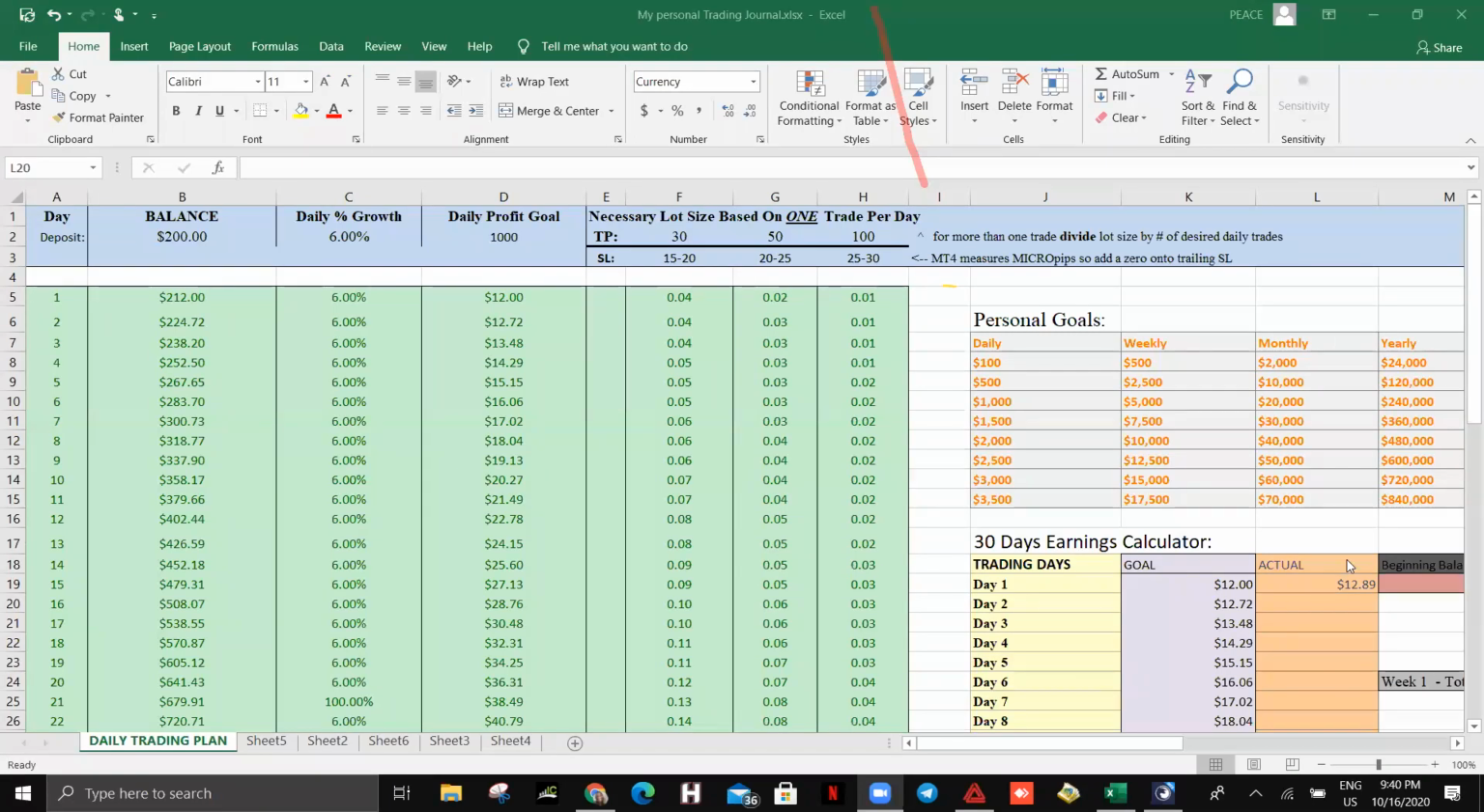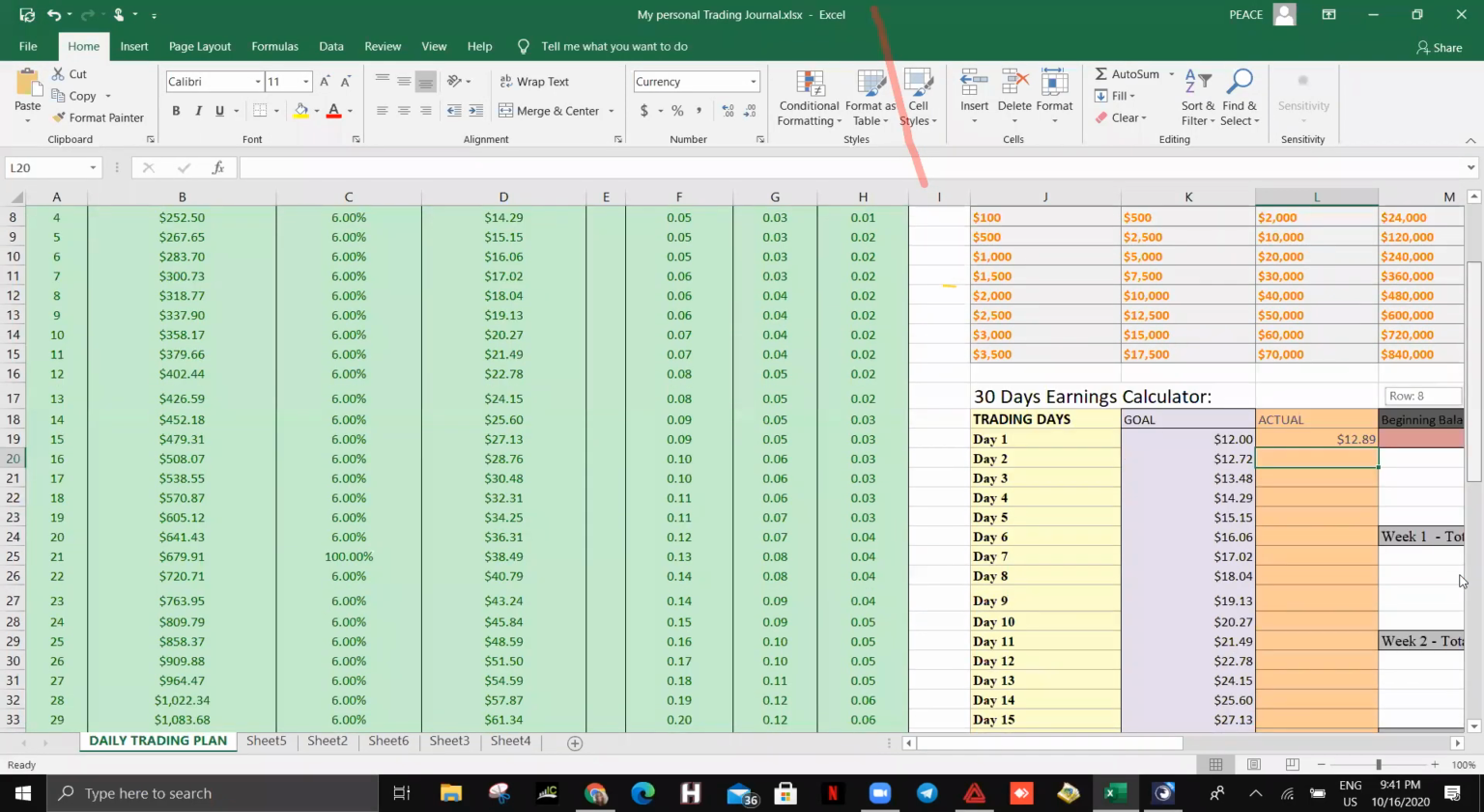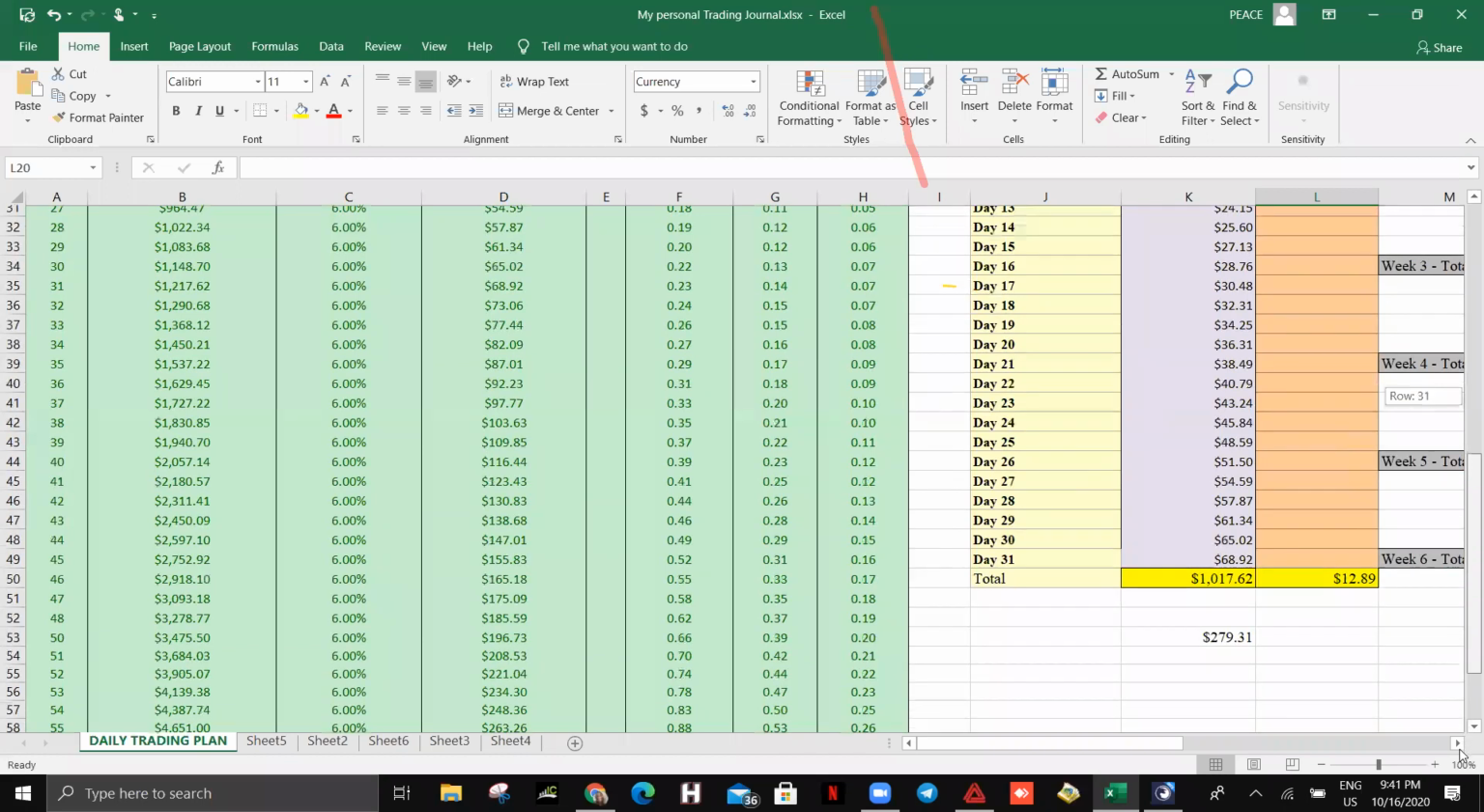So you can see this is a 60 days growth. You started with 200. If you are disciplined with this, at the end of 60 days, look at what you're going to get. Look at it.